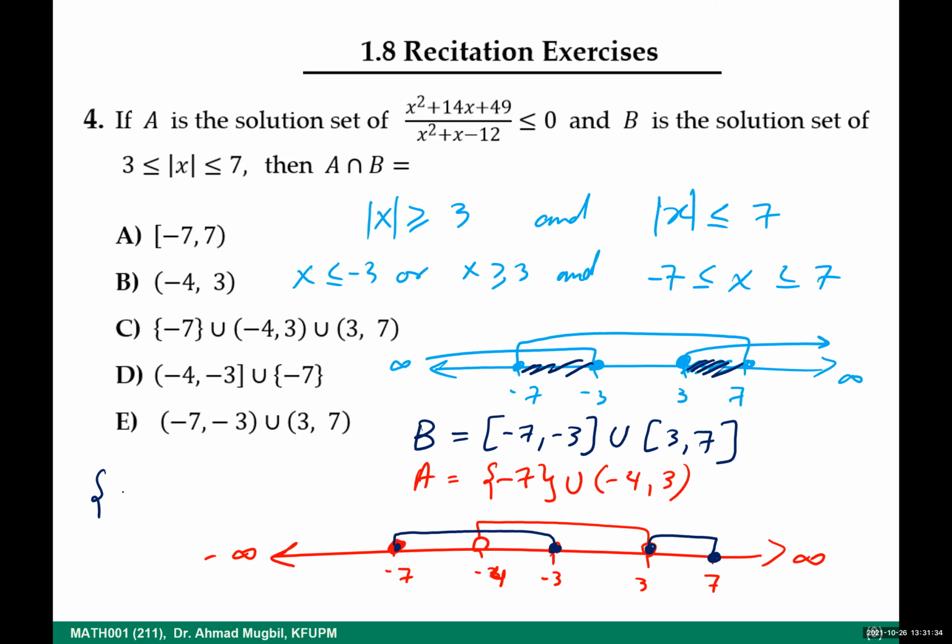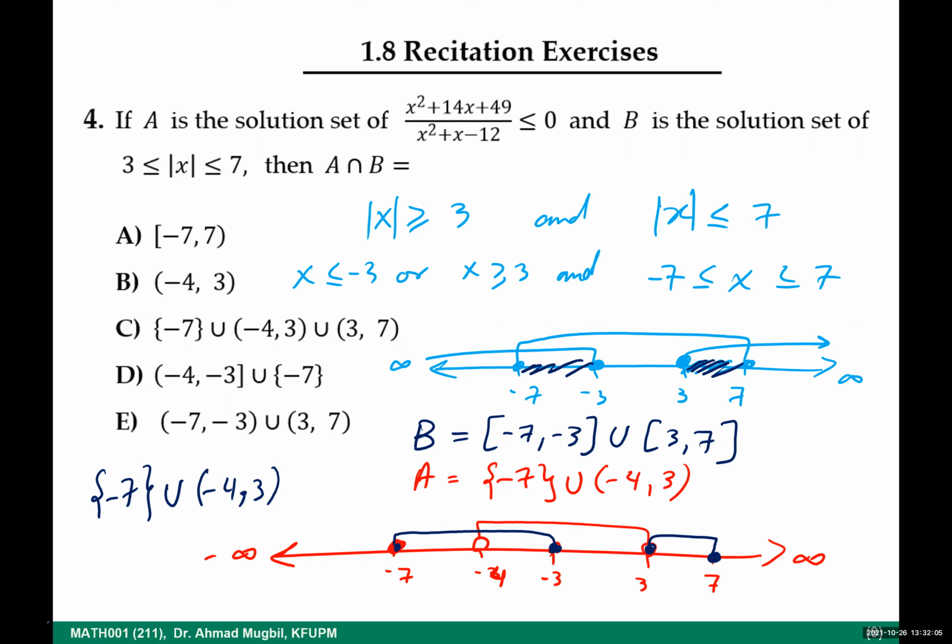So negative 7 is the first one that we will take, alone. From negative 7 to negative 4, there is nothing in common. Negative 4, is it in the intersection? No. So we will start from here, but it is open at negative 4. Then is negative 3 here in both? Yes. Up to where? Up to 3. Is 3 there? 3 is above, but not below. It is in B, but not in A. So up to 3, what? Open, right? Is that right?